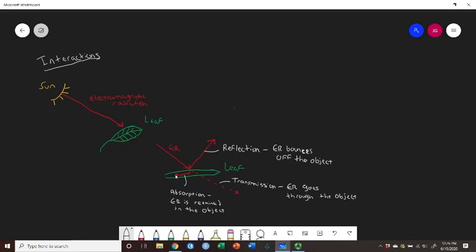So again, just to recap what happens: we have the sun producing electromagnetic radiation. That electromagnetic radiation hits something on Earth. It either bounces off in reflection, passes through in transmission, or it's absorbed into it and it does something in the case of absorption. And a good example of absorption here is photosynthesis.